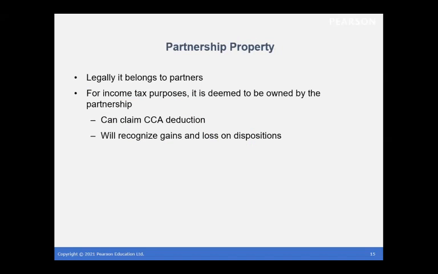The partnership property legally belongs to the partners, but for income tax purposes, it's deemed to be owned by the partnership. So we can claim a CCA deduction. We can recognize gains and losses, all that kind of stuff. So legally speaking, it's the partners that own the property, but it's treated a little differently here with the partnership itself, just for tax purposes.